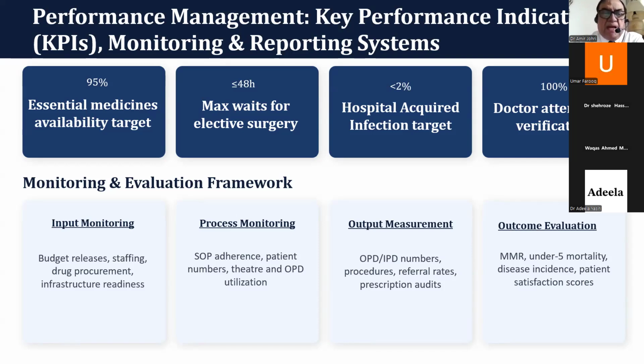Now, secondly, on this slide is the monitoring and evaluation framework. And there are different steps. The first step is input monitoring, because this framework will definitely have an impact on these KPIs. The first input monitoring is whether the budget has been released or not. Do we have enough staff in the hospital? Do we have all the procurement available? Is our hospital infrastructure ready? The building is okay, it's clean and everything. This is the input monitoring, what we have in our hospital.